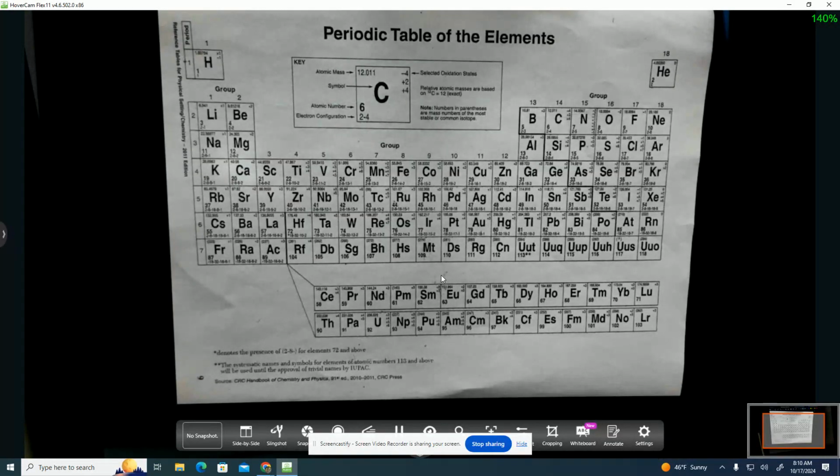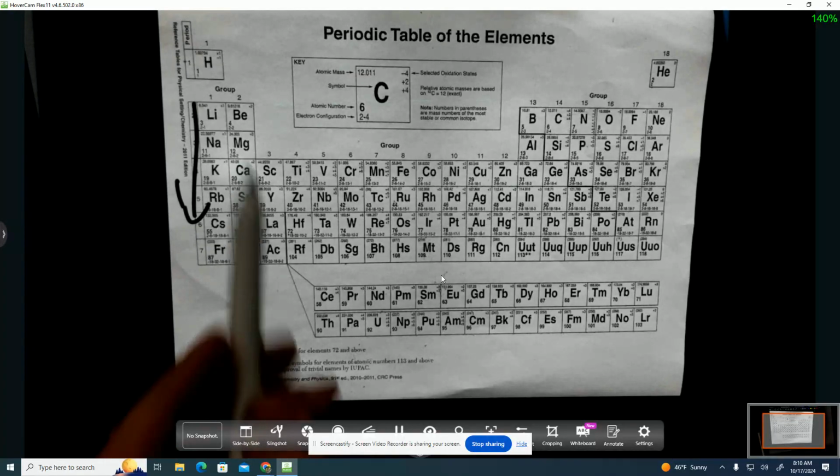Okay. What happens? What's the trend for atomic radius as I go down a group? This is where we left off the other day. So if I go that way, what happens to the radius of the atom? It gets bigger. Good. Why does it get bigger? Perfect. That's the perfect response. There's more energy levels. Okay.